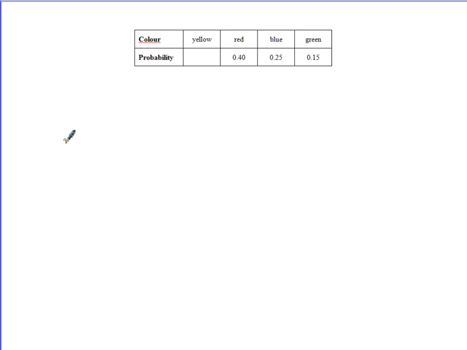Okay, so we're looking at question 1 here, a probability question, discs in a bag. We've got red, blue, green discs, and we've got the probabilities there. And what's the probability of taking a yellow? Well, because they're mutually exclusive, you can only pick one at a time, so the probabilities add up to 1. So if we add our 0.4 to our 0.25 to our 0.15, then that'll give you 0.8.